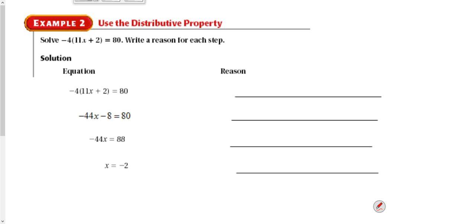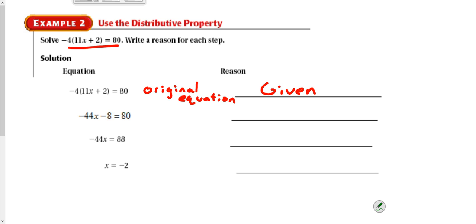Next, we need to solve negative 4 times (11x plus 2) equals 80 and write the reason for each step. So our negative 4 times (11x plus 2) equals 80. That is exactly what we had up there. So we're just writing our original equation. That was our given information. That was given.